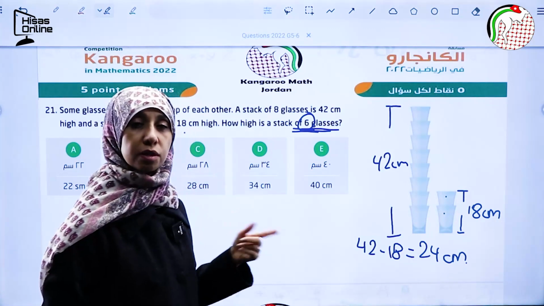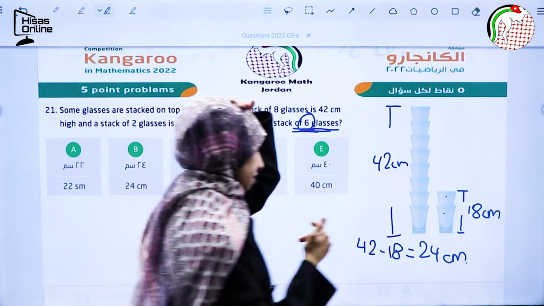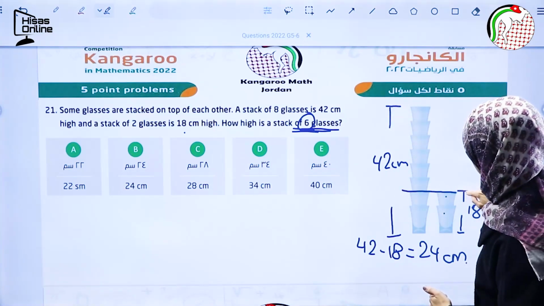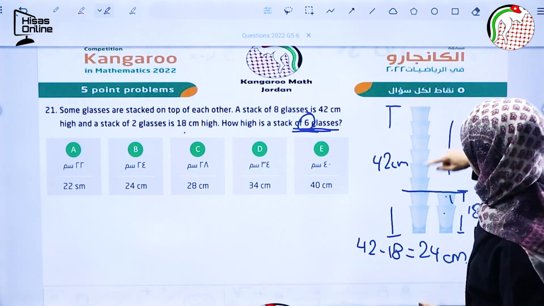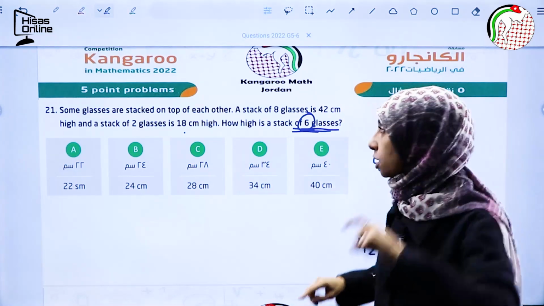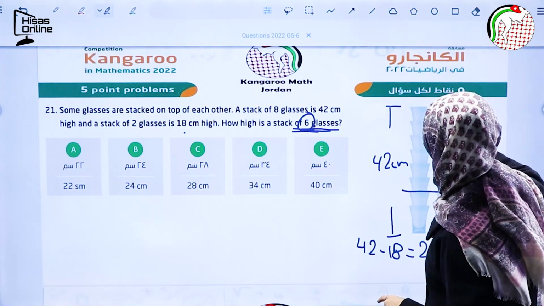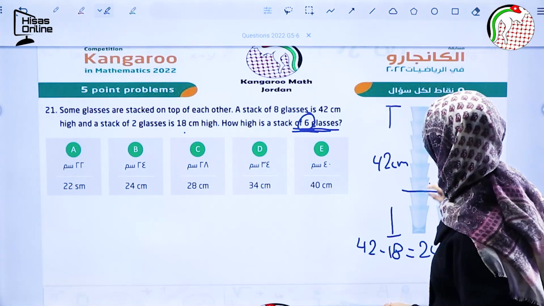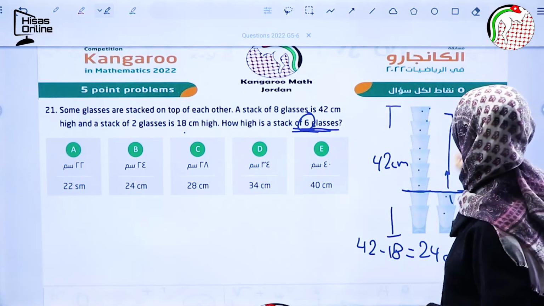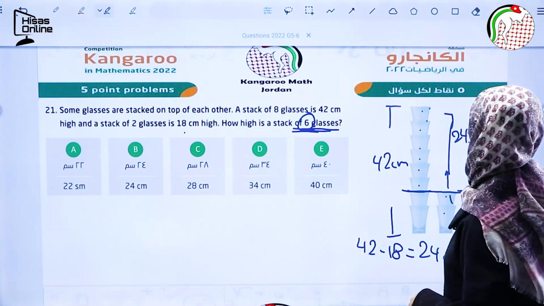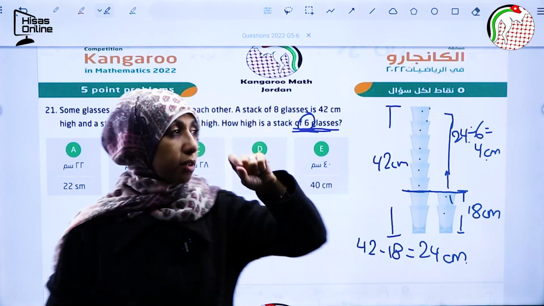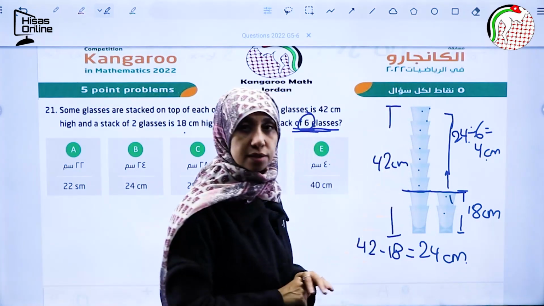But this is not the height for the 6 glasses. Can you see here? If you subtract this out of this, you will have only this height. The height of what? The height of the shown top of each glass. This plus this plus this plus this plus this plus this. So 24 centimeters actually divided by 6 glasses here. That makes 4 centimeters only for the top that appears from each glass.